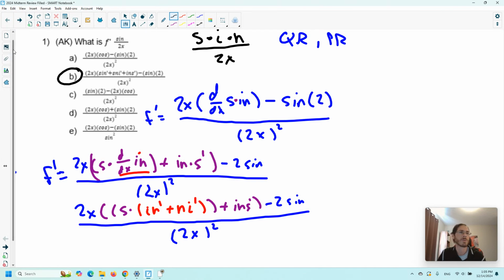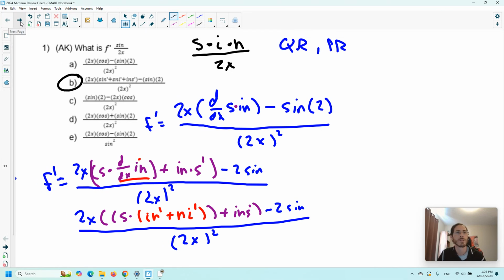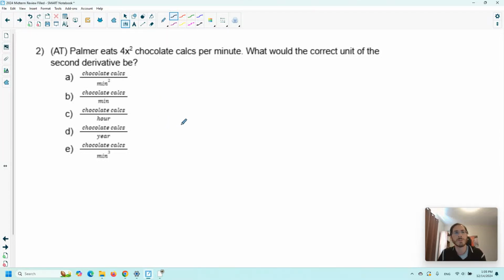So nice little quotient rule one, product rule one. Pretty tricky, but hey, good to have some tricky ones on the test. Question 2. Palmer eats 4x squared chocolate calcs per minute. What's the correct unit of the second derivative?